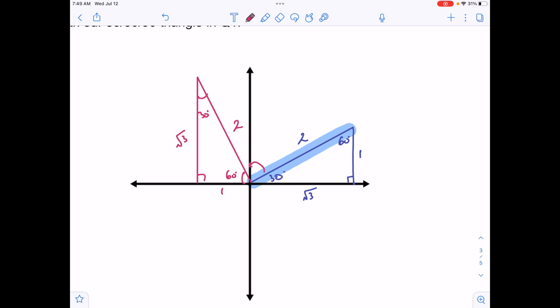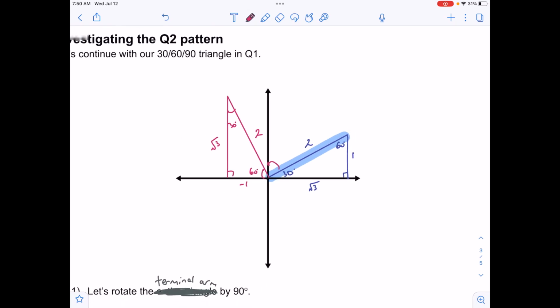And I'm just going to make sure that I match with my CAST rule, right? That things that are supposed to be positive are positive, and things that are negative are supposed to be negative. Hypotenuse is always positive. My root 3 here is on the positive y-axis, so I'm good. However, my 1 is now on the negative x-axis, so I have a negative symbol out front there.